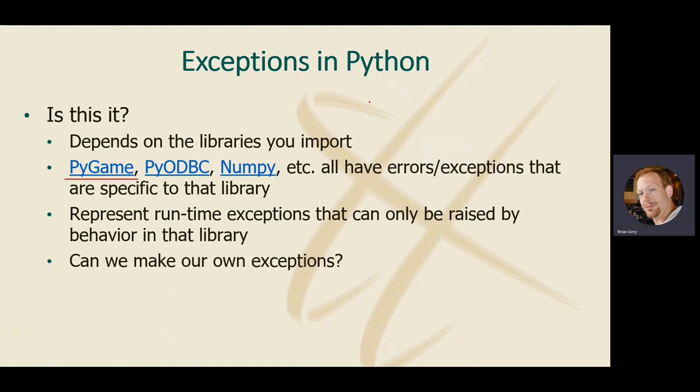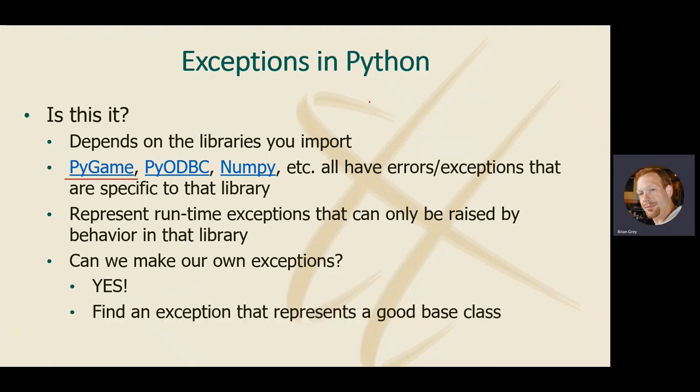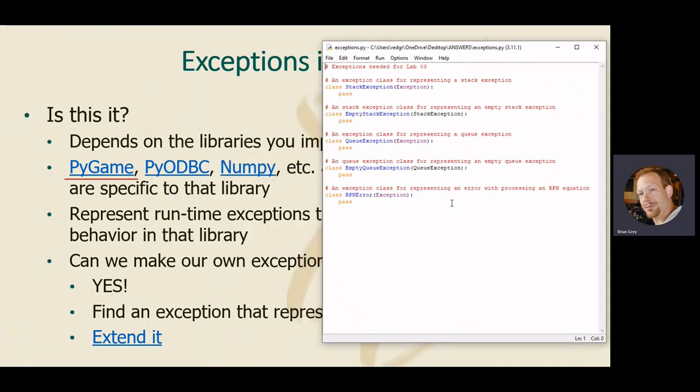Does that mean we can make our own exceptions? Absolutely. What you do is you find an exception that represents a good base class, and you just extend it. And there's a methodology here to extend it. Or, and I will show you through this file here, you can just import exceptions and extend them. And this is what they do, right?